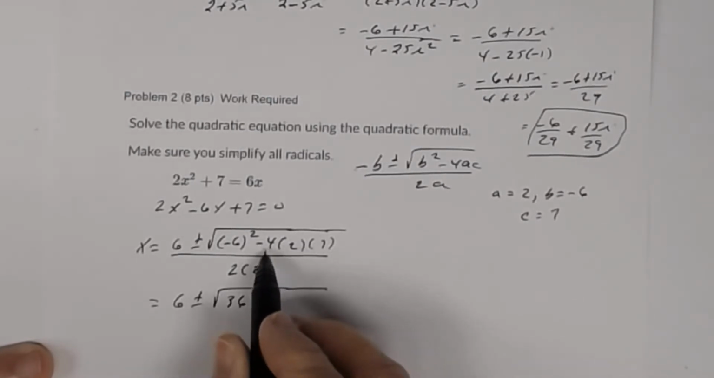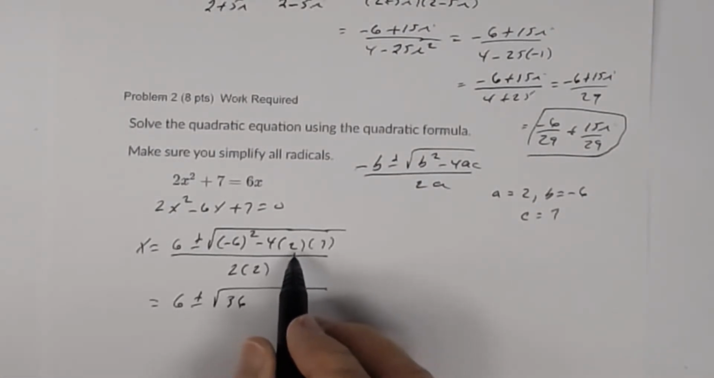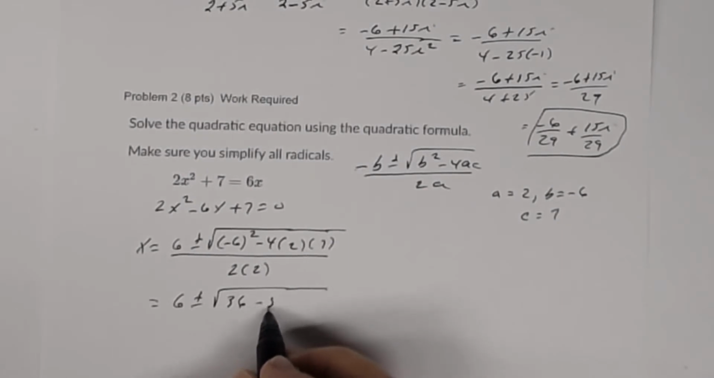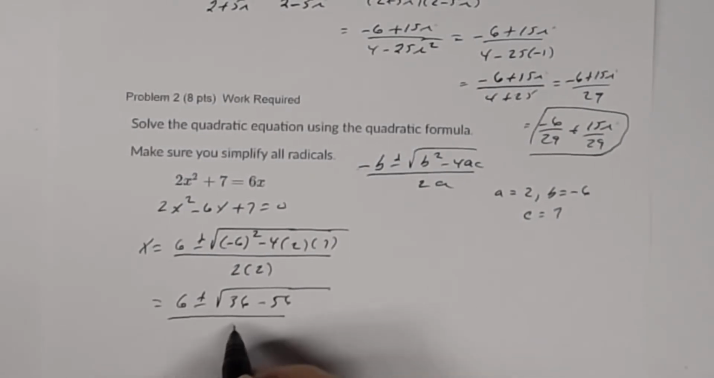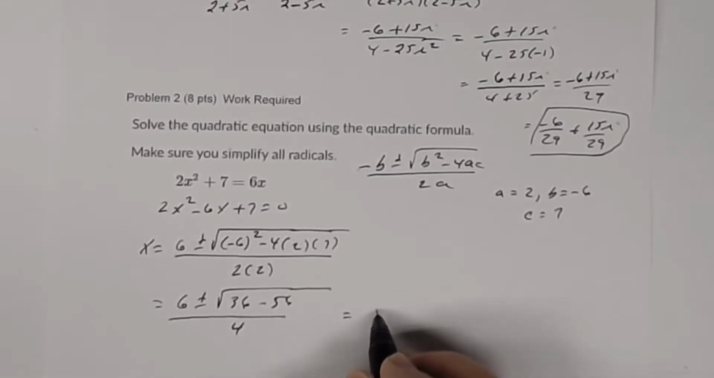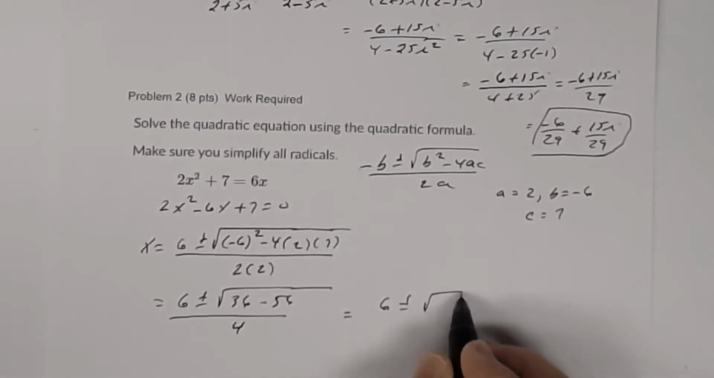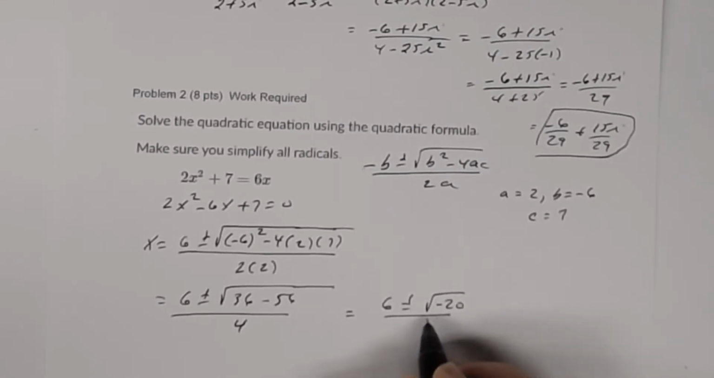And so a negative 4 times 2 times 7, when you multiply that out, you get a negative 56. All of that is being divided by 4. 36 minus 56, that becomes 6 plus or minus the square root of a negative 20, divided by 4.